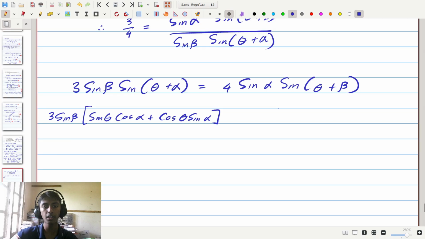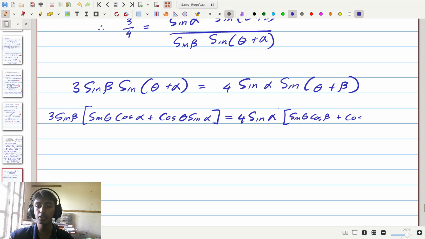This is the expansion of sine of a plus b. It's going to be sine a cos b plus cos a sine b. This is going to be equal to, on the right hand side, 4 times sine of alpha times the same expansion for this thing, which is going to be sine theta cos beta plus cos theta sine beta.